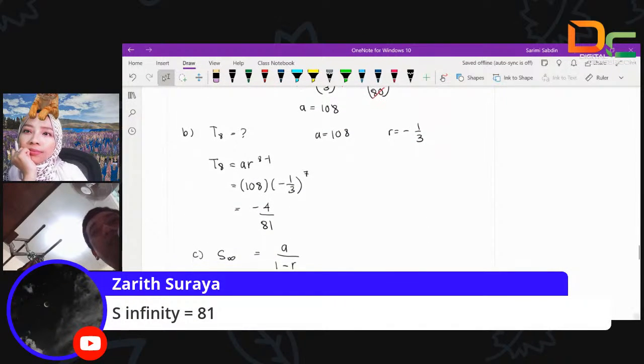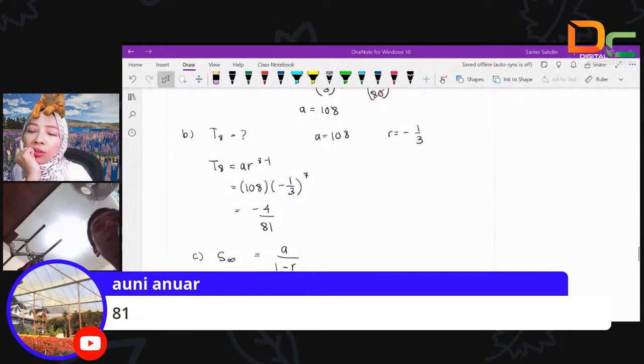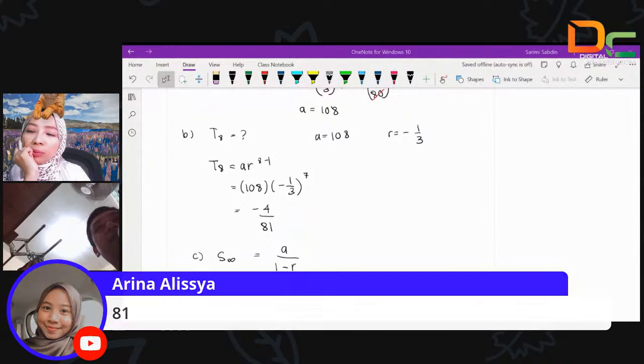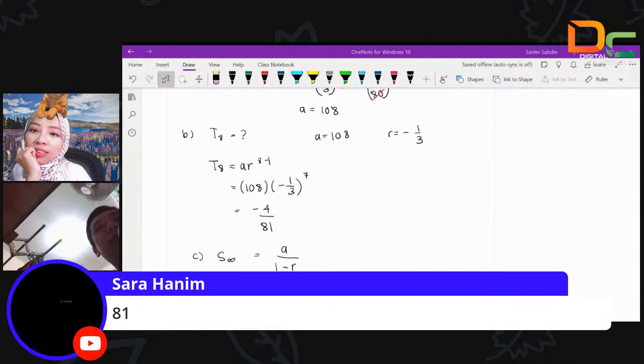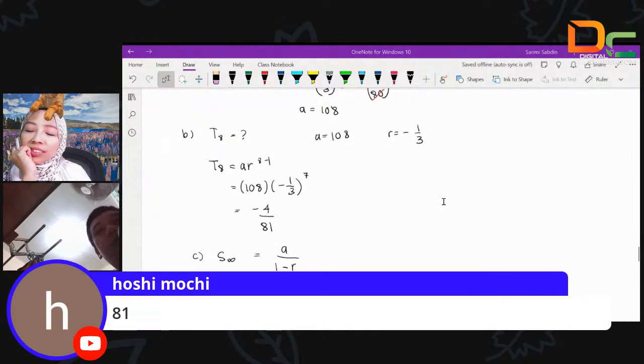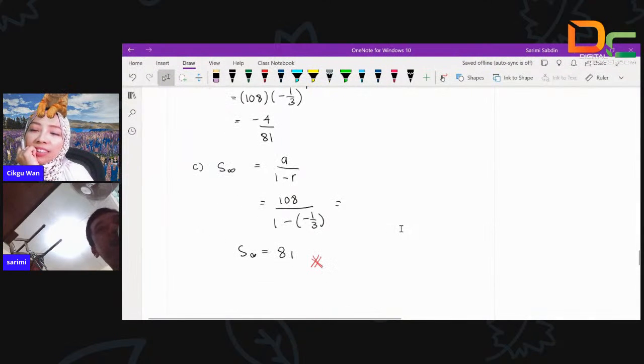Macam mana respon pelajar okay? Okay, so far semua pun dapat 81. Atika, Izzati, Sarahanim, Zari Suraya, Arina Alisha, Dania. Okay, semua dapat 81. Ramai lebih daripada 15 students.